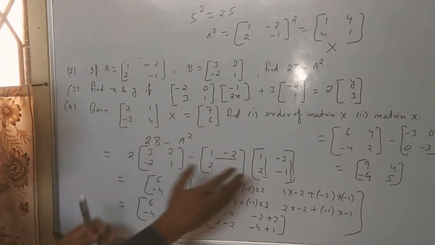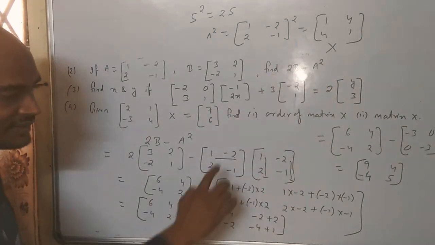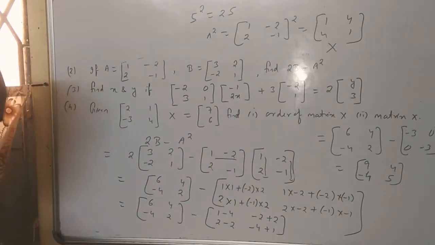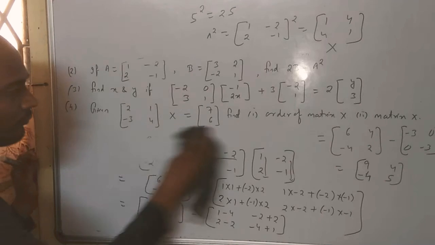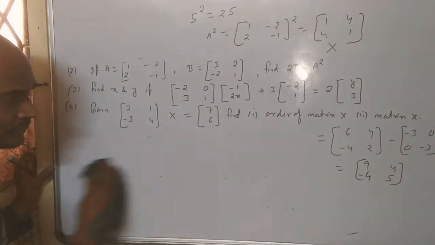So in this way you need to multiply. When the square of any matrix is given, write in this manner and multiply. So this is the second one. Now see the third question.